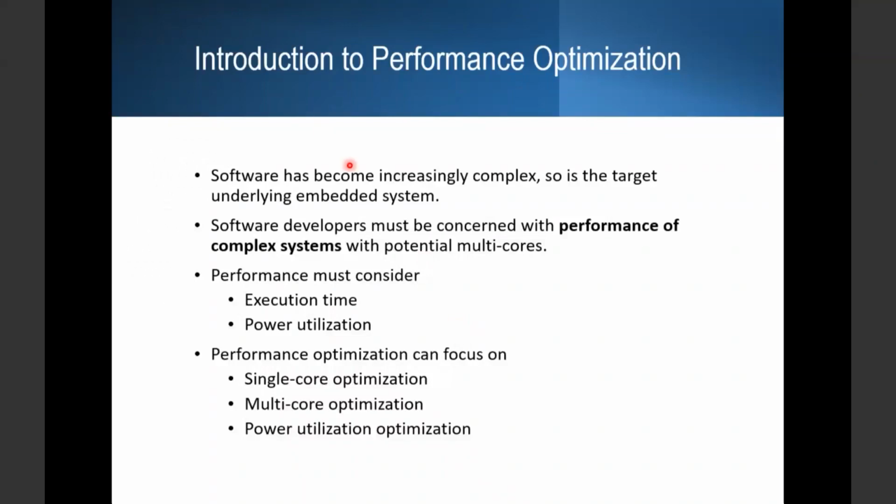All right, so let's look at the introduction to performance optimization. Nowadays, software has become increasingly complex. Most of the software now is more complex than in previous years, and so is the target embedded system. So software developers must be concerned with the performance of complex systems with the potential of multi-cores, because in today's market there are a lot of multi-core processors out there.